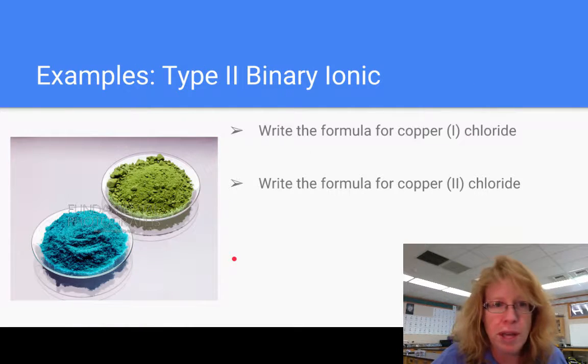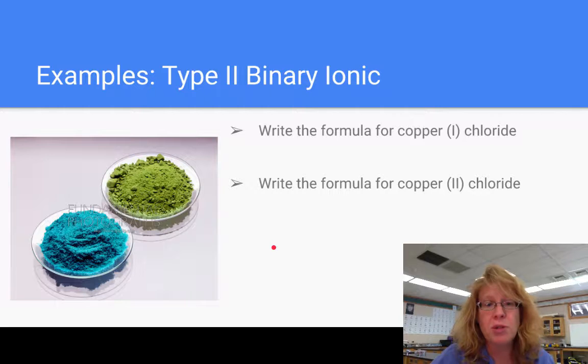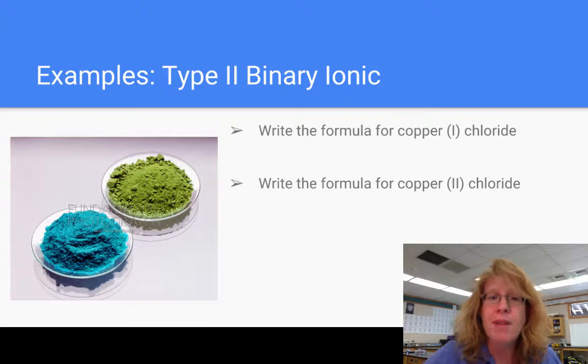So now I'll go forward to that next one. Here we go. An example for you. Two different type 2 binary ionic compounds. These are both formed between copper and chlorine. So the top one is copper 1 chloride, and that's the greenish colored one. The bottom one is copper 2 chloride, and it's more of the bluish colored one. They're beautiful, both of them.